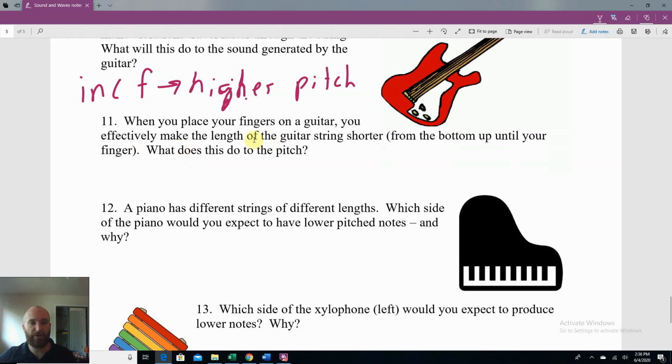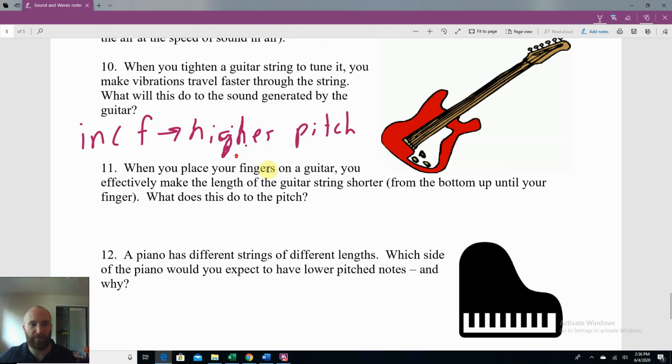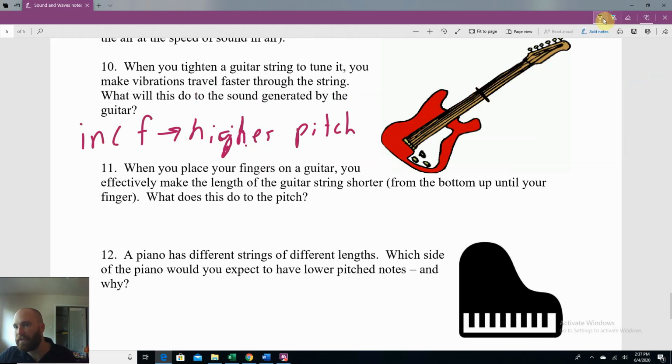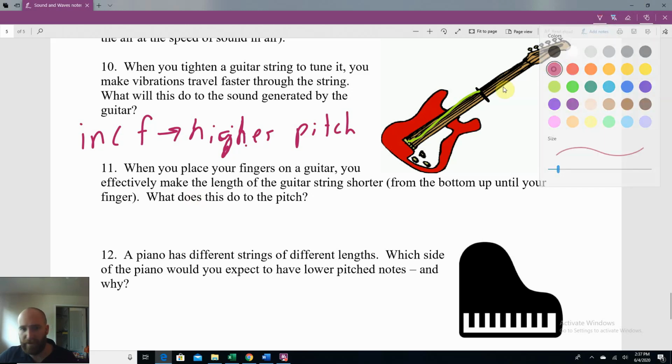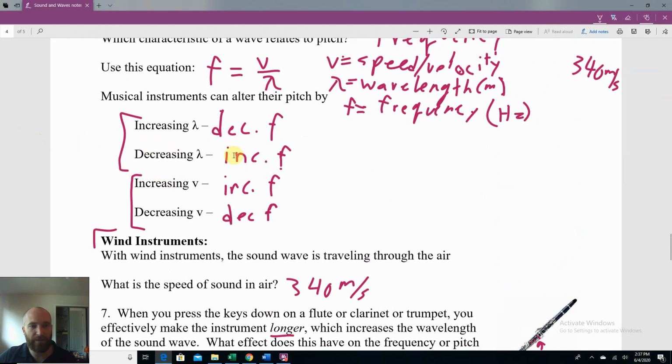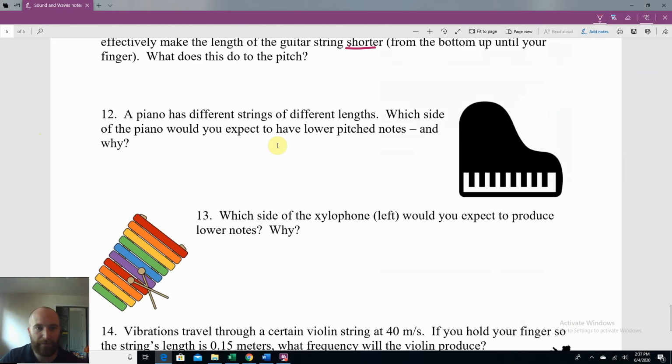When you place your fingers on a guitar, you make the length of the string shorter, from the bottom up until your finger. What does this do to the pitch? This is a guitar string, the whole length right here. But let's say you put your finger here. What you're basically doing is changing the length of the string. It's no longer the whole thing, but only vibrates from here to here, which is shorter. So you're changing the wavelength. We made it shorter, so what does that do to the pitch? Shorter wave, so we decrease the wavelength. It sounds like it'll increase the frequency. An increase in frequency means a higher pitch.